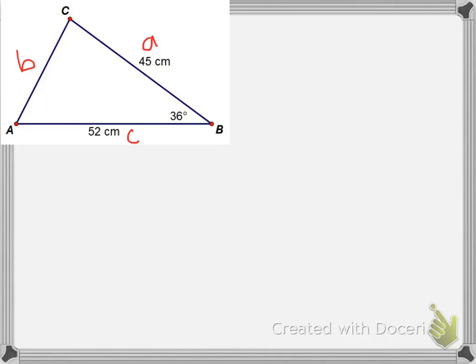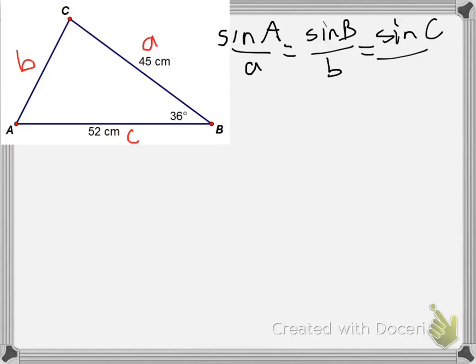Some of you might be concerned on this one, so let's write down what we know and we'll see if we can put some numbers in and make it work. Otherwise we might have to think creatively. So I know that this is true: sine A is to little a as sine B is to little b as sine C is to little c.